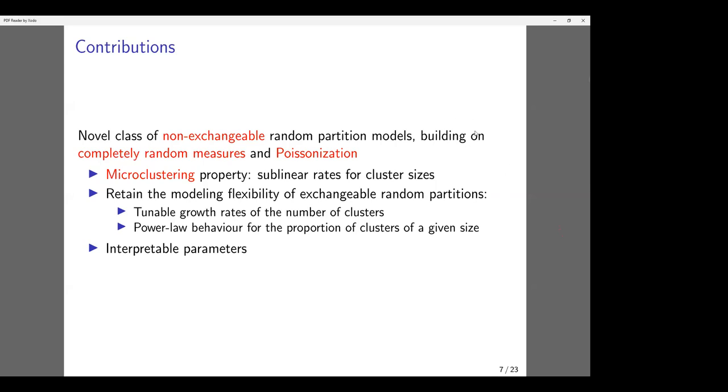The construction will be based on tools that are quite familiar to many in Bayesian nonparametrics. So I will use completely random measures and ideas from probability based on Poissonization.